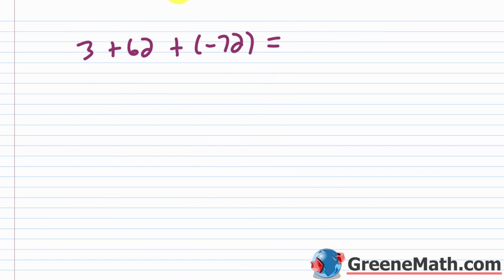Let me paste this in here so we have some room. So now I'm just going to add 3 and 62 together. 3 plus 62 is 65. So you get 65 plus a negative 72.